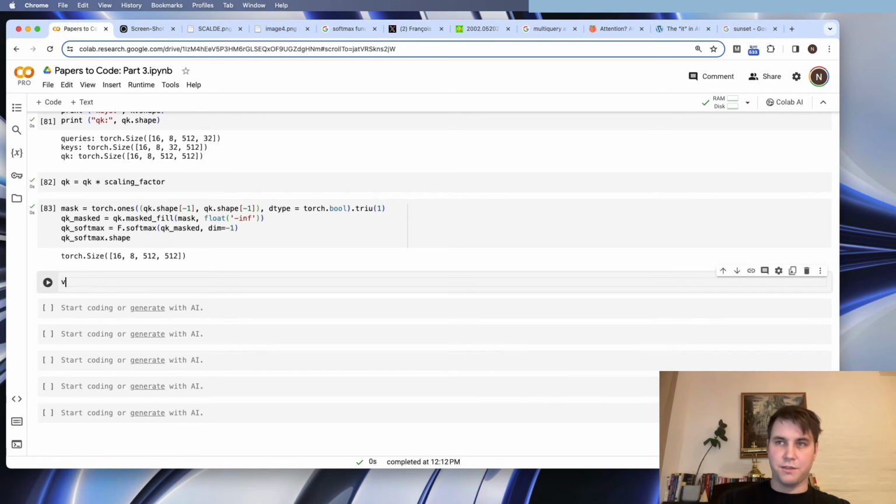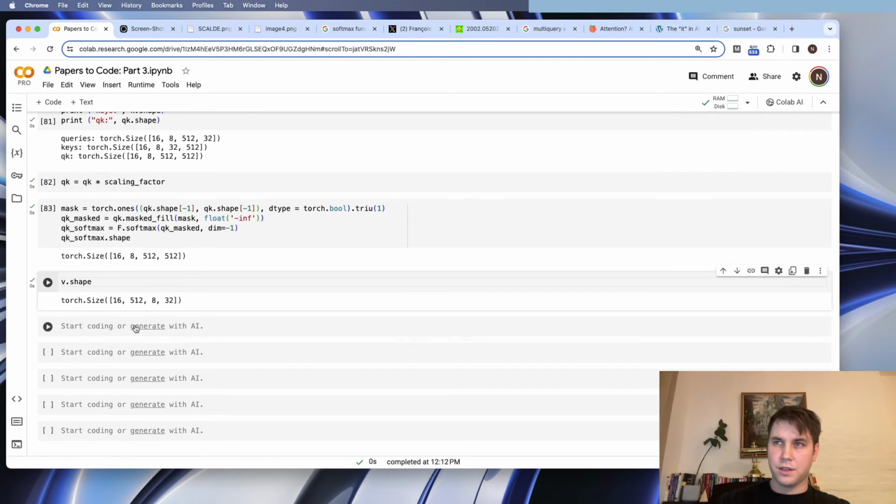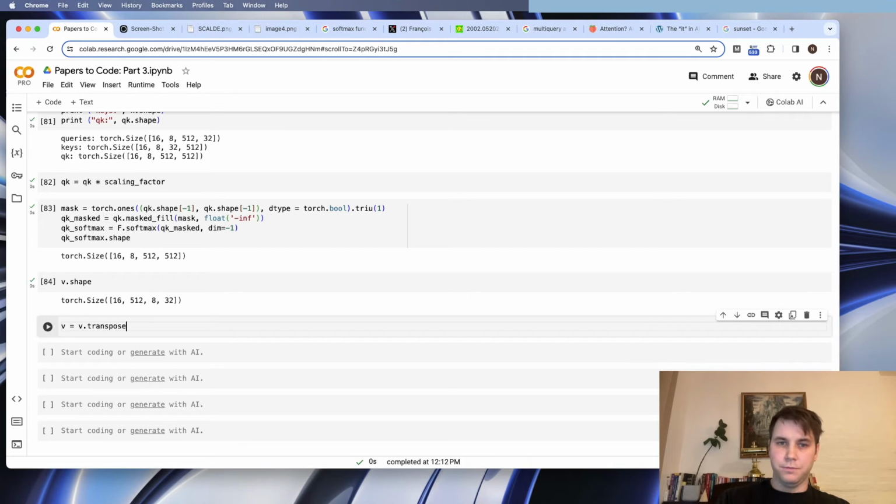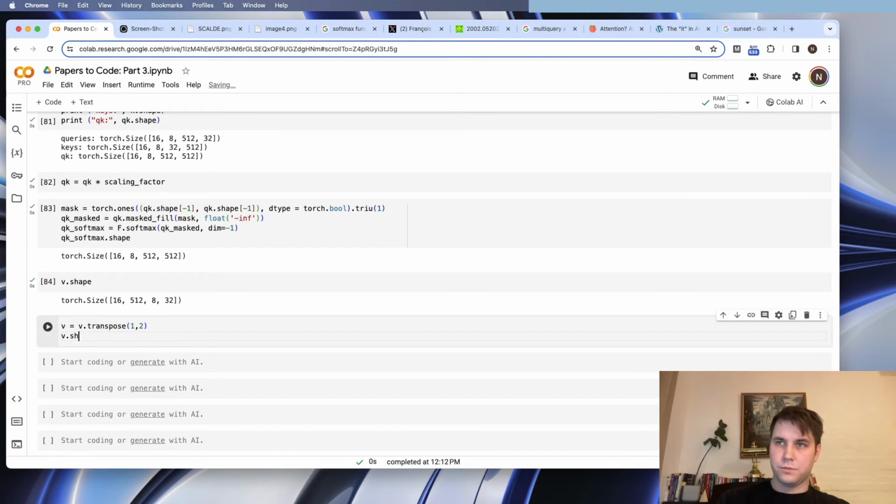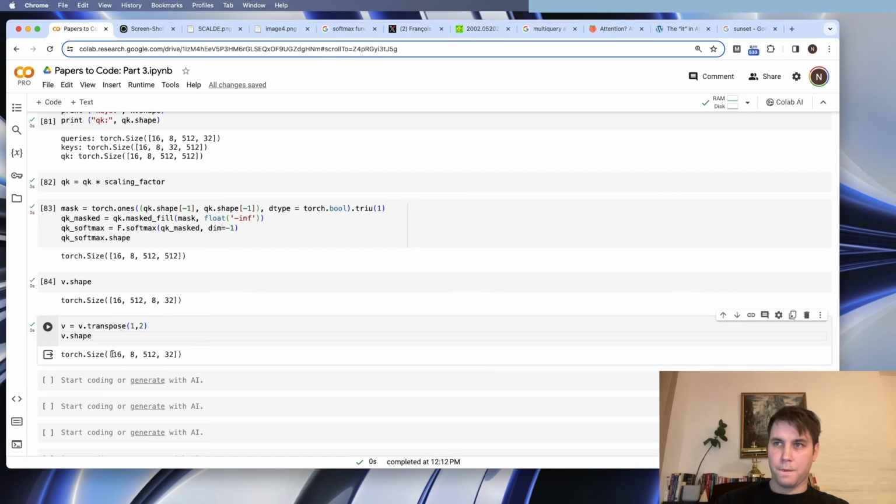Let's remind ourselves of the value shape. This is 16 by 512 by 8 by 32. Just as we did for the others, we want to pull the head dimension out of the matrix multiplication. So we don't want it to be in the trailing 2 dimensions. So we've now created 16 batches of 8 heads, 512 by 32. We can now multiply QK and V together.